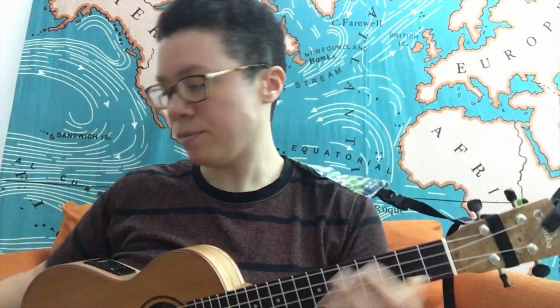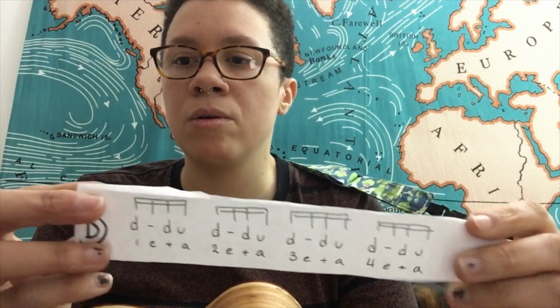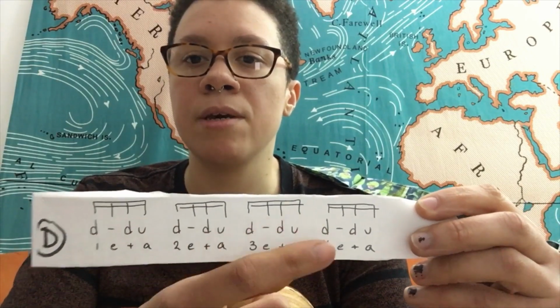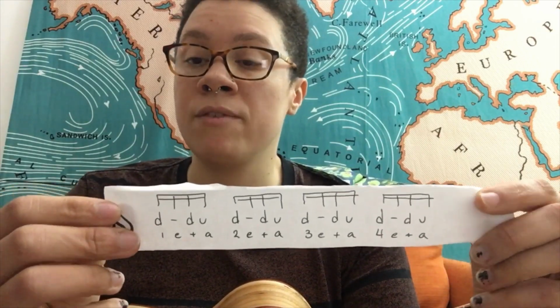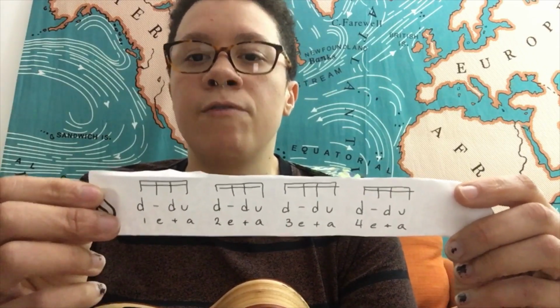And lastly, the last of these exercise strumming practices is this one. And it goes down, down, up, down, down, up, down, down, up, down, down, up. Or you could think of it this way. One and a two and a three and a four and a. Down, down, up, down, down, up, down, down, up, down, down, up. Just like that.